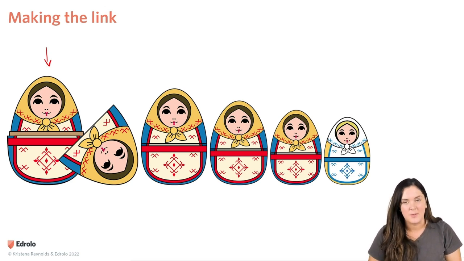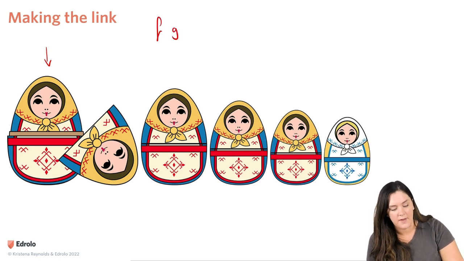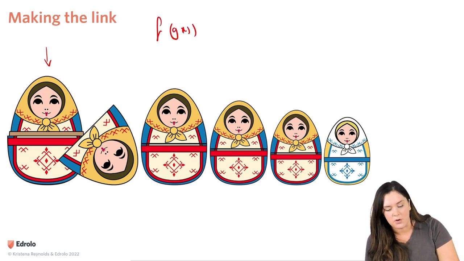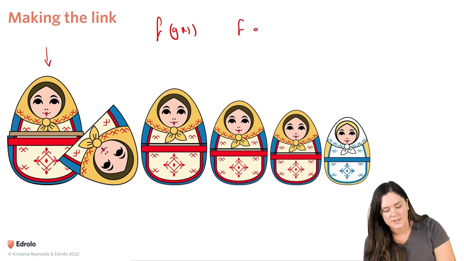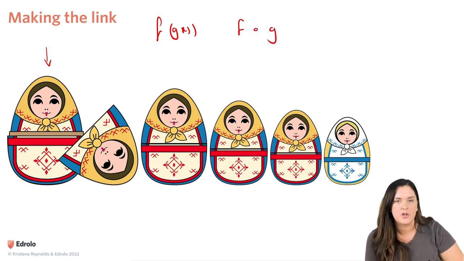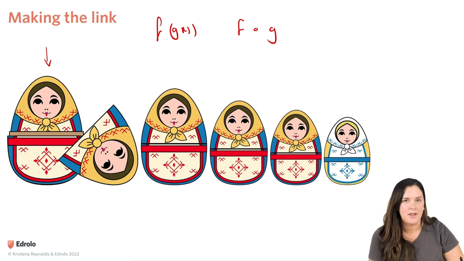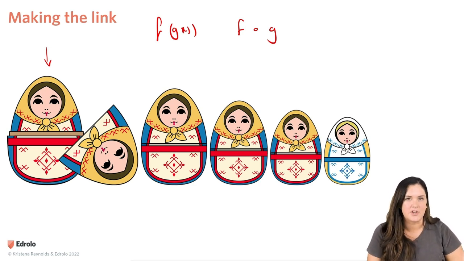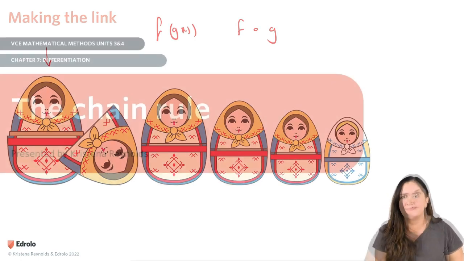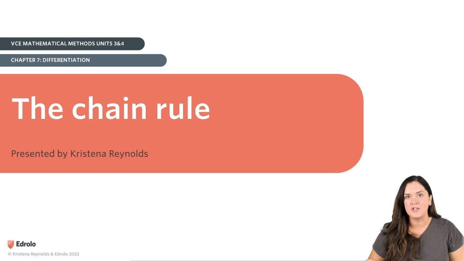Okay, so when we're differentiating composite functions, so when we've got f of g of x, or if you know the other notation, so f of g, we've got 2 different functions here, so we need to treat them separately. Okay, so I like to think of these little Russian nesting dolls to help me remember to differentiate both of these. So again, in this lesson, we are looking at the chain rule.